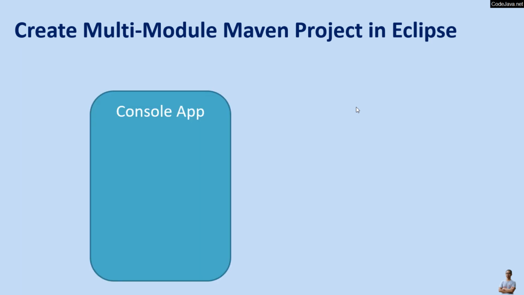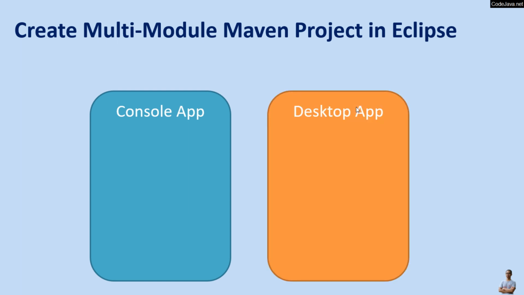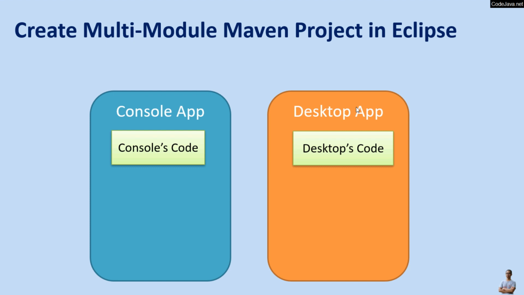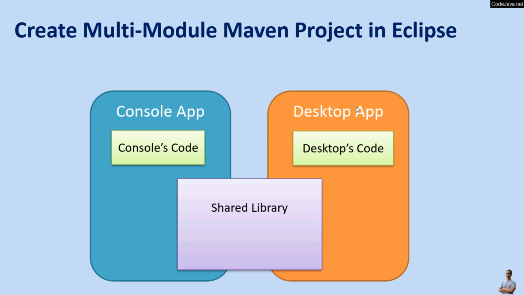Suppose that we need to develop two different applications, a console application and a desktop application. Each has its own code, and these two applications need to use a shared library that contains the common code. So we will need to create three projects. The first one is for the shared library, the second one is for the console application, and the third one is for the desktop application.